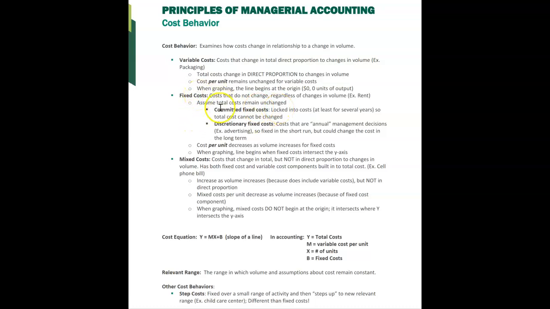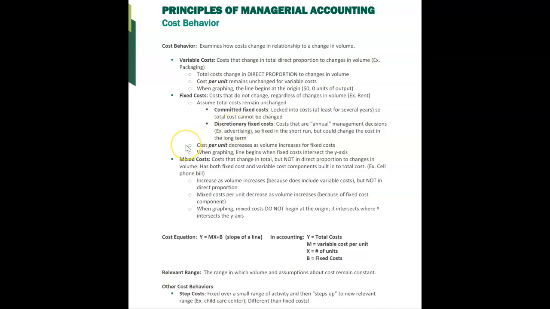And we're going to take fixed costs and divide them into two other categories. Committed fixed costs, costs that you're just locked into that cannot be changed. Depreciation is the perfect example. Okay, you can't just sell a building overnight to reduce your depreciation expense. And then we've got discretionary fixed costs, and these are costs that are annual management decisions. The best example is advertising or marketing. This is something that we can cut if we have to. Not always a good idea to cut it, but we might have to do it. So these costs are fixed in the short run, okay, but we can change the cost in the long term. So just committed versus discretionary costs.